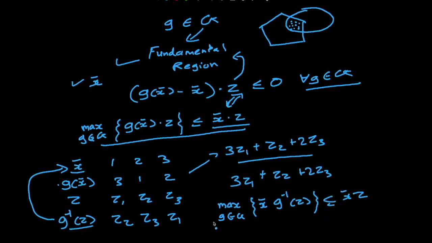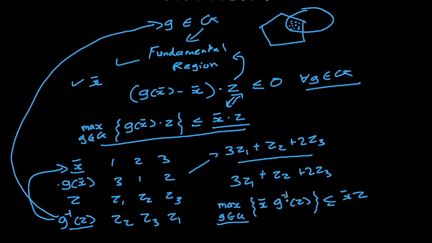Since I'm considering all elements in the group, and this is an algebraic group, its inverse also belongs to the group. So if g is in the group, then g inverse is also in the group. If I'm going to iterate through all elements of this group, then I don't really need to take the inverse.